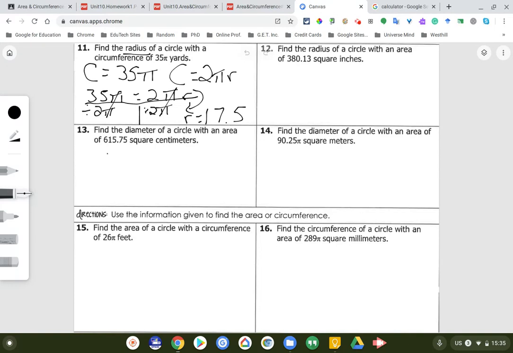Okay. So number 13, find the diameter of a circle with an area of 615.75 square centimeters. Okay, so let's do area. Area equals 615.75. Area equation, once again, is area equals pi times r squared. Okay. We're just going to substitute in the a's. So 615.75 is going to equal pi r squared. We have to divide by pi.